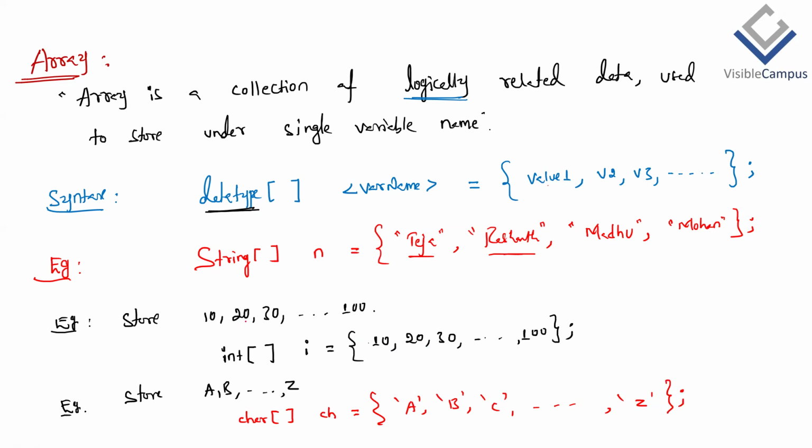So this is how we can declare various types of arrays, depending on the logically related data and the requirements. Then the next important point: what are the properties of arrays?